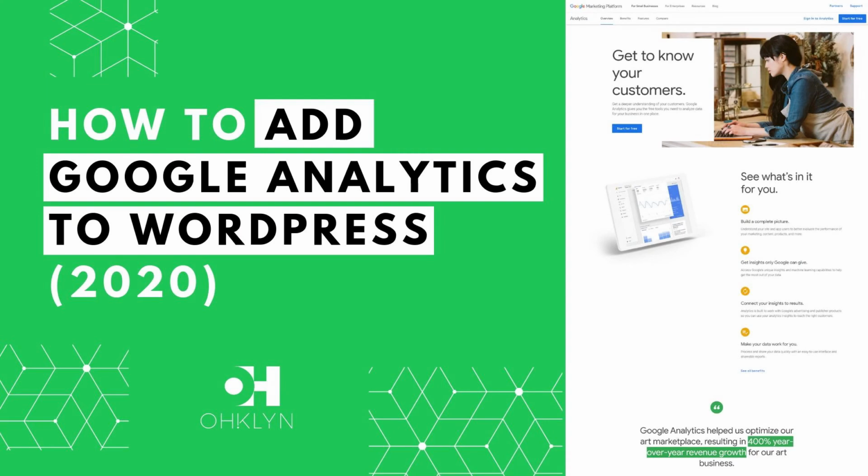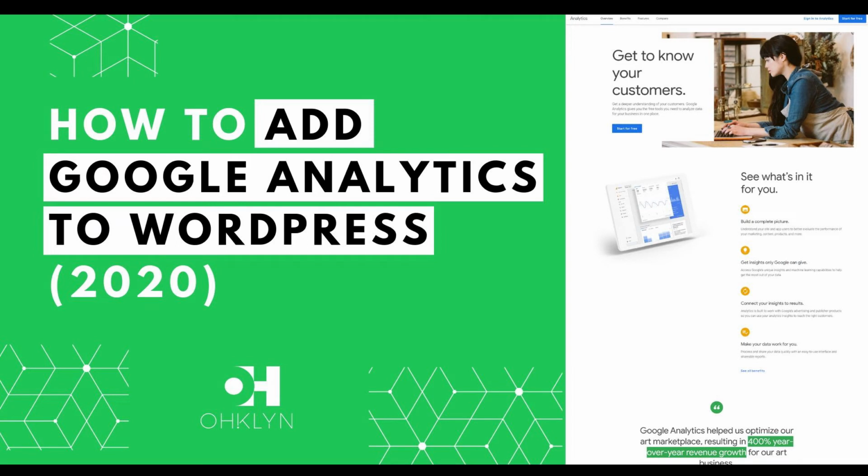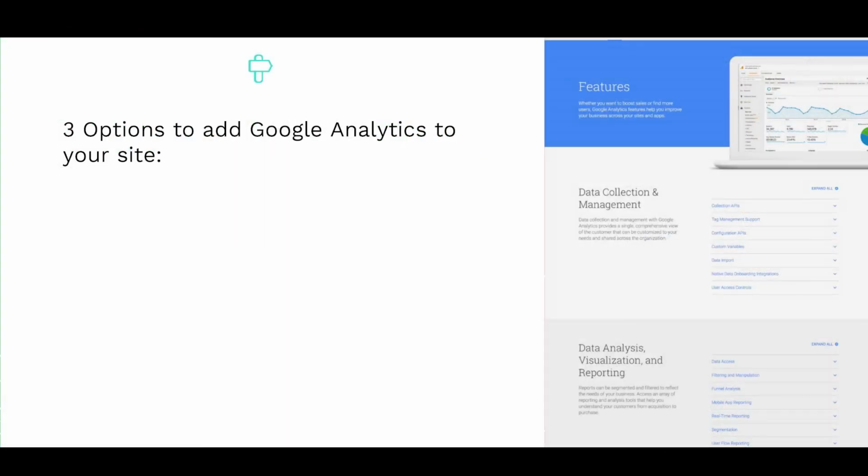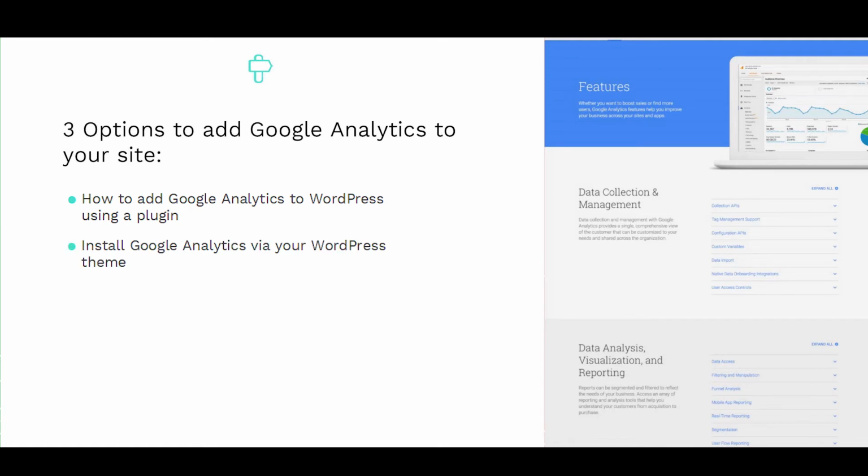In this video, we'll show you how to add Google Analytics to your WordPress website. For this, we'll share 3 easy options. How to add Google Analytics to WordPress using a plugin, how to install Google Analytics by adding the code via your WordPress theme, or how to install Google Analytics via the header.php file of your child theme.